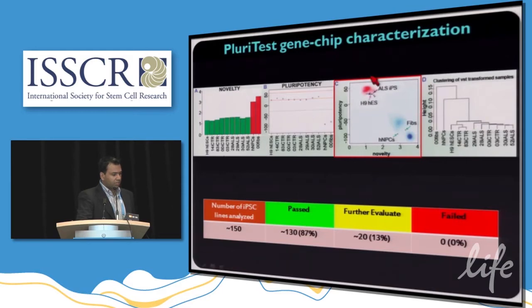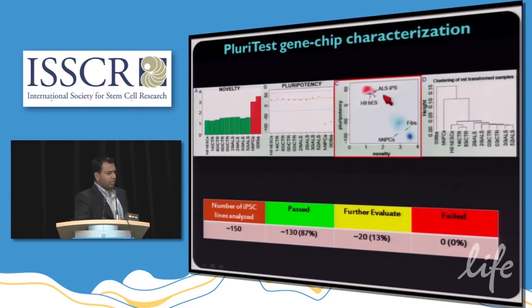So shown here, just an example of what Pluritest encompasses: this red cloud on the top is a high pluripotency score and a low novelty score. That means they are high in pluripotency genes, and this is based on a mathematical model developed by Mueller and Jeannie Loring at Scripps. So we basically adapt that, and it's published.